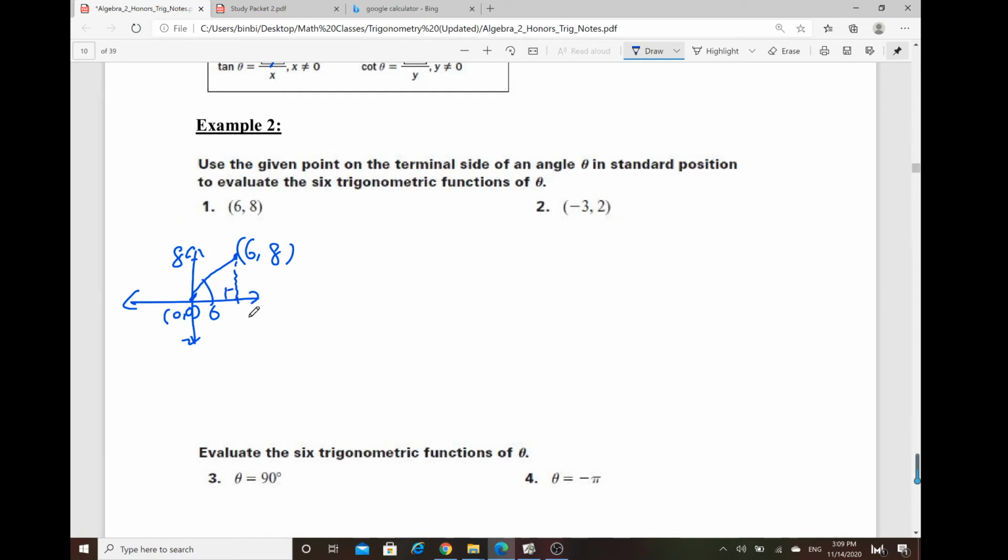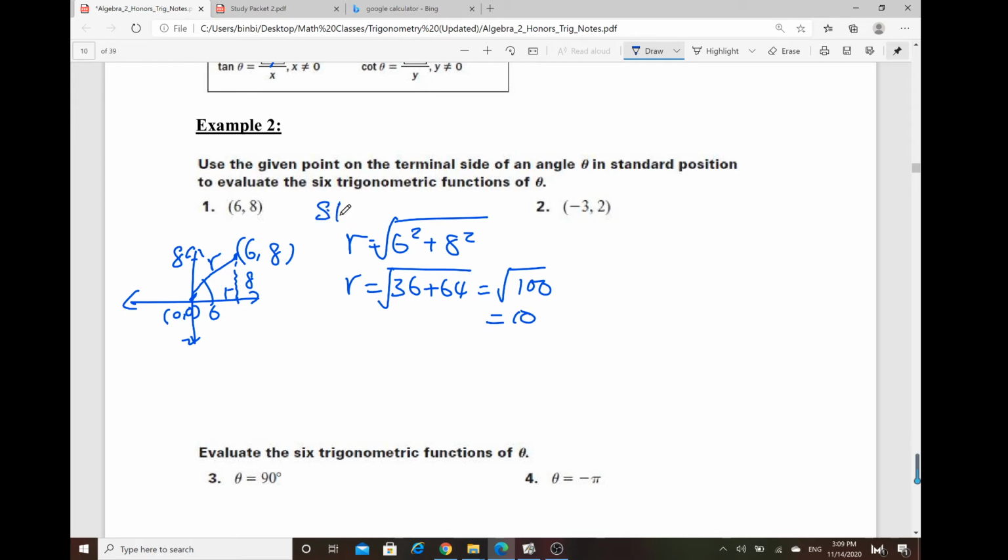The adjacent is 6 and the opposite is 8. We don't know the hypotenuse, but we can use the Pythagorean theorem to figure it out. The radius is the square root of 6 squared plus 8 squared, which is 36 plus 64, exactly 100, so it's 10. So the radius is 10. Step 1 is to find the missing element, either the radius or sometimes the value of x and y.